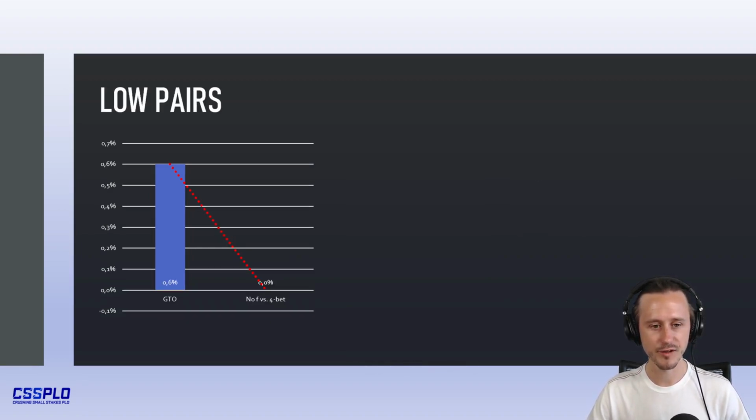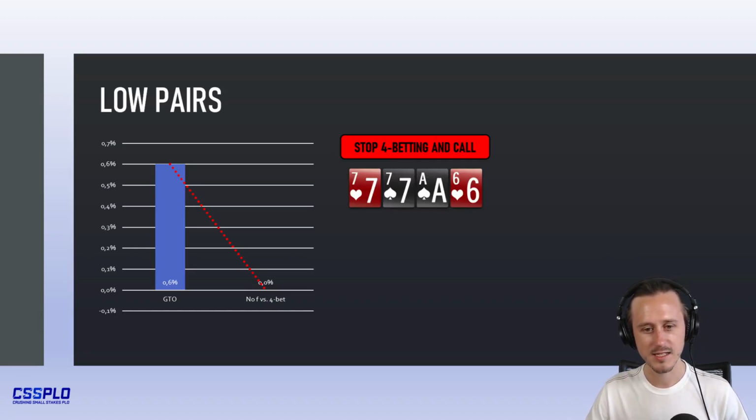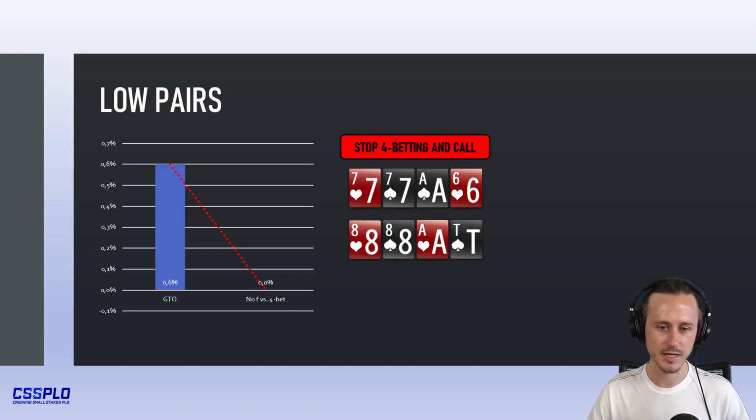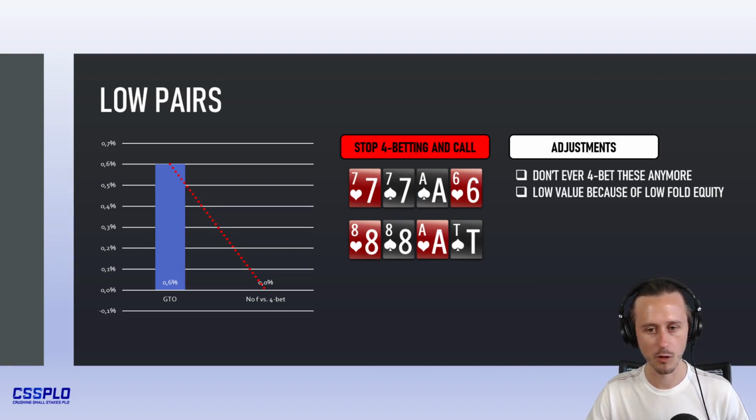Low pairs, very interesting. Probably none of you are 4-betting these combinations anyway at the moment, but I thought it's helpful to show you what's happening here in a GTO setting. We do have a 4-betting range here with some of these combinations. Hands like ace, 7, 7, 6 double suited or ace, 10, 8, 8 double suited are 4-bet pre-flop in a GTO setting. And the reason is fold equity. We can push out higher pairs. We can make them fold. But if that is not an option anymore, we should just call. Don't ever 4-bet these anymore. Low value because there's low fold equity.